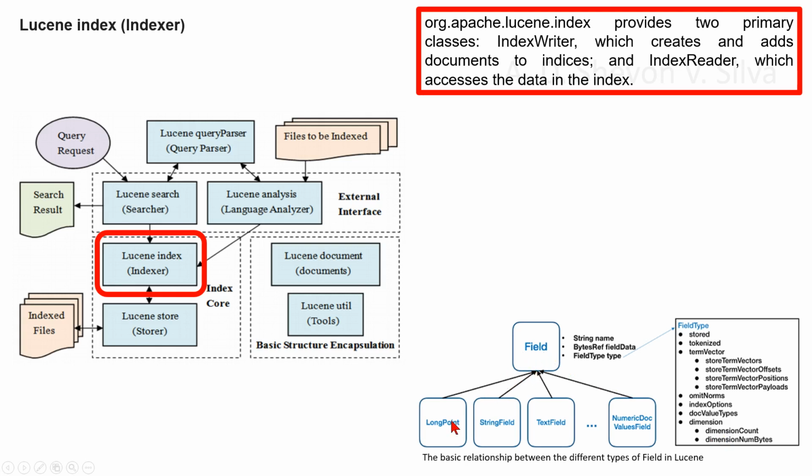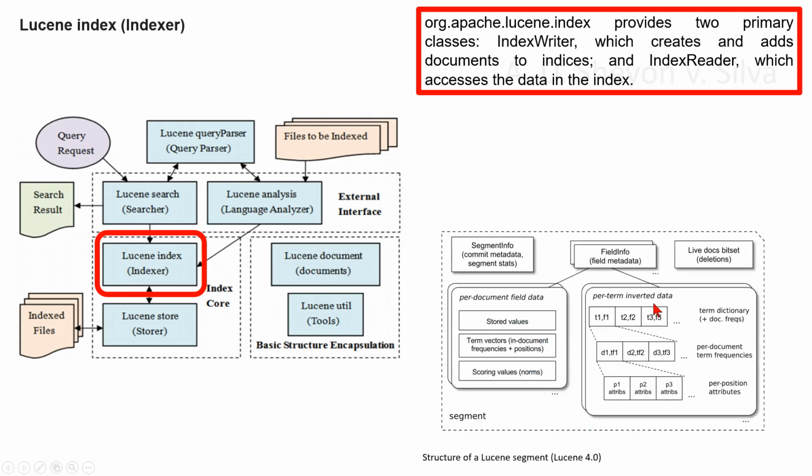Here you can see the subtypes: fields, long point, subtype field, long point, string field, text field, numeric doc value field, and here you can see the string name, byte ref, field data, field type. See the field types: stored, tokenized, term vector. Here under term: store term vector, store term vector offset, store term vector position, store term vector payload, and omit norms, index options, doc value types, and dimensions. Dimension count, dimension num bytes.